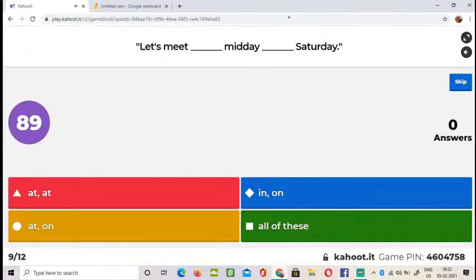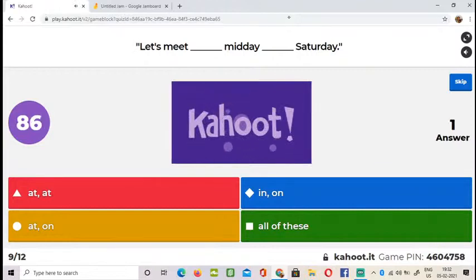It's a complex question. You need to find out two correct prepositions. Let's meet dash midday dash Saturday. Here we are mentioning time and also a day. Here we are giving a specific time and a specific day. So according to that, please fill the boxes. I've got 10 answers.